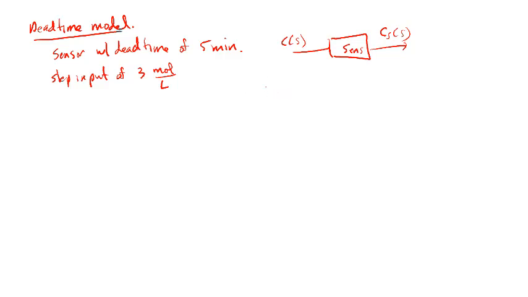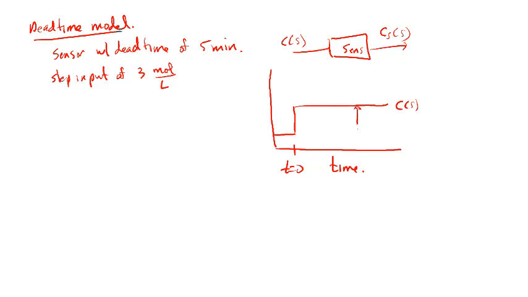So again, we can go ahead and plot this. I'm going to plot them both on the same side. This is time. So at t equals 0, there's a step input change of composition. This is the composition, and this step input change is 3 molar. Okay, so then how would our sensor respond? Essentially it's just going to be a dead time.